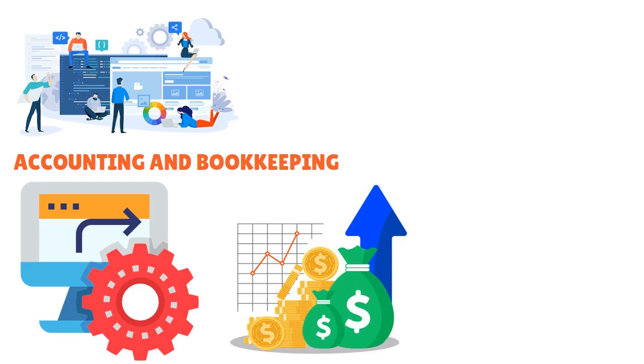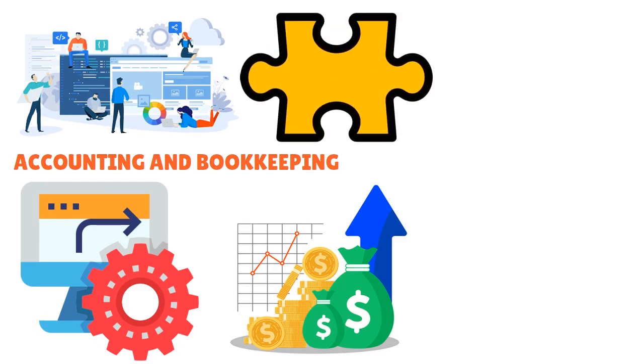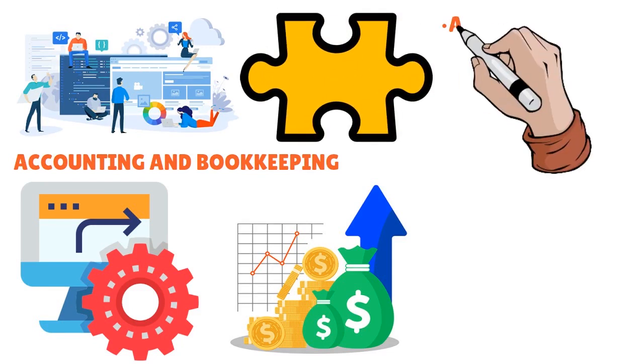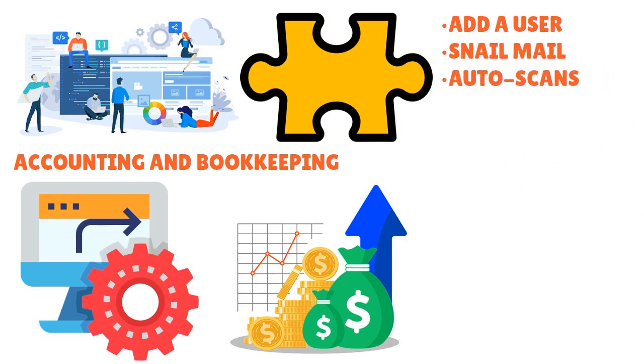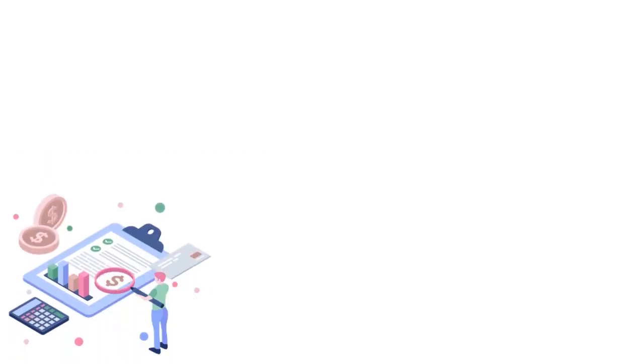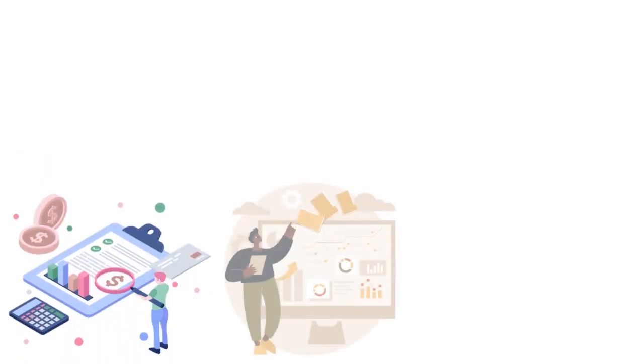And now there are Zoho add-ons. So Zoho offers 3 add-on options. You can add a user, snail mail, and auto scans. This can allow you to add users to your account, send paper estimates and invoices, and scan financial statements to extract important data into the software.